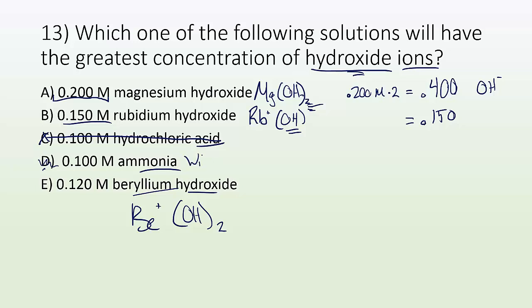Ammonia, it's a weak base, so it's not even going to be 0.1. So I know I can rule that out for sure now. And then beryllium hydroxide, well, let's see. I get 2 of them, so it's really going to be 0.120 times 2, which is going to give me 0.240 molar. So the one with the greatest hydroxide ion concentration is going to be A.